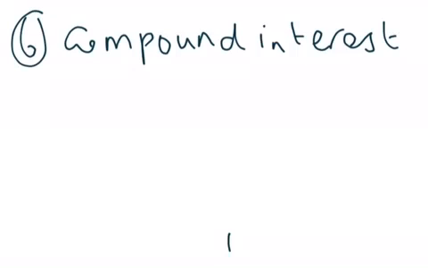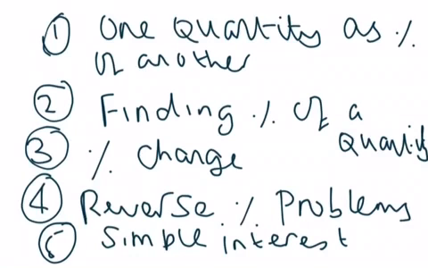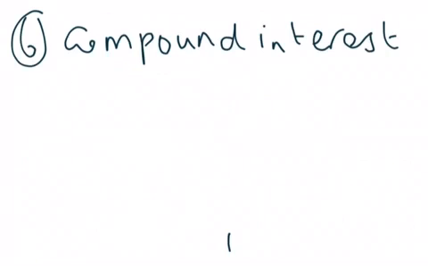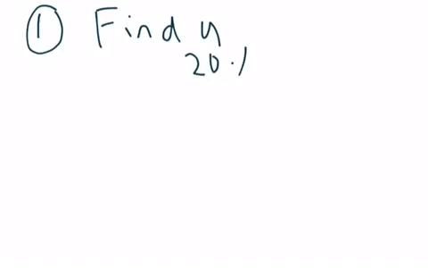Fairly straightforward. So if we go on to the second area, which is finding the percentage of a particular quantity. For example, you could get a question: find 20% of £56. This is where they ask you to find a percentage of a particular number or amount. So how do you find 20% of £56?